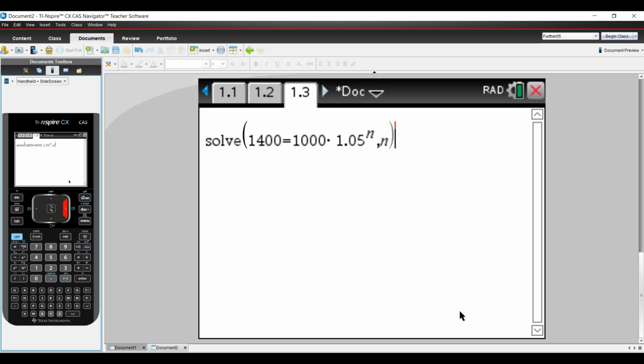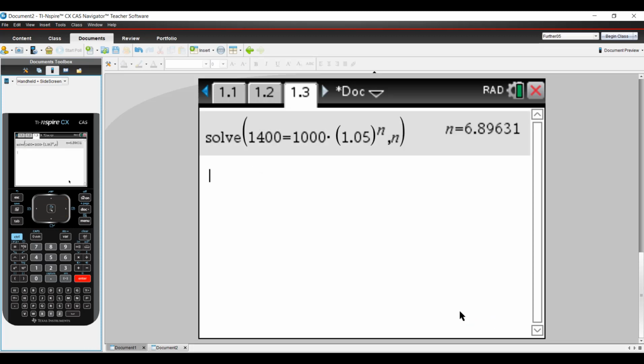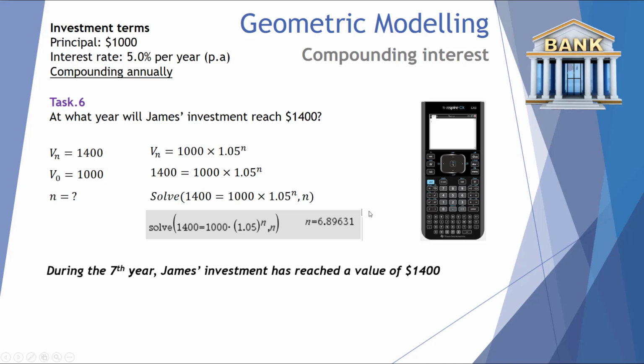I've entered our equation into the solve function, and that returns the number of years of reaching $1,400 as 6.89631. So in the 7th year, this investment of $1,000 would have reached $1,400. As we saw using the CAS calculator, it would take 6.89631 years for James's investment starting at $1,000, gaining interest at 5% per annum, compounded annually to reach $1,400. So during the 7th year, James's investment has reached a value of $1,400.